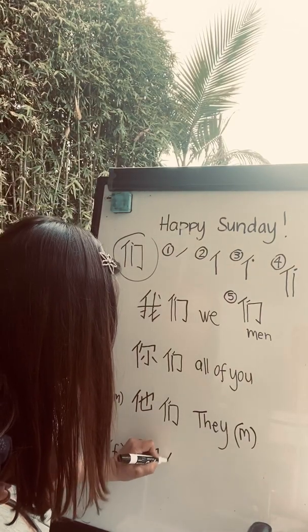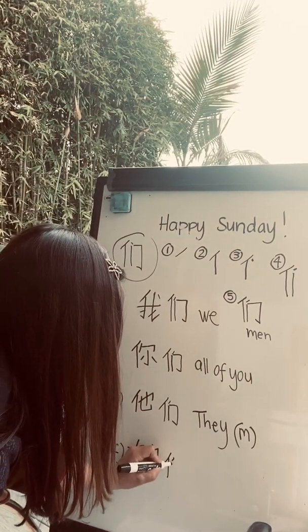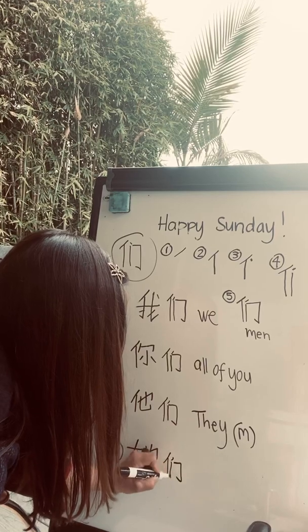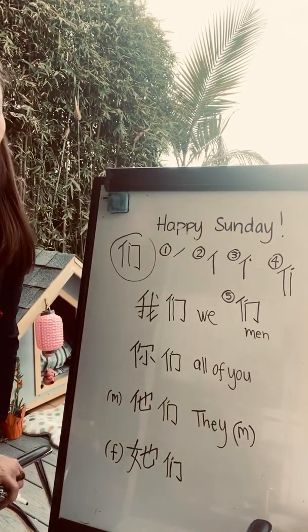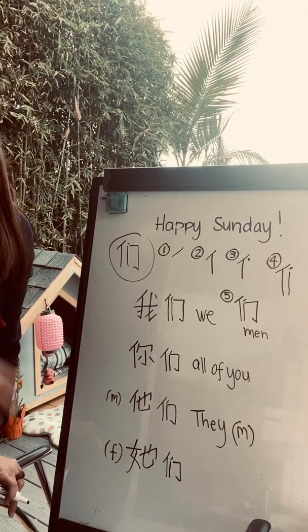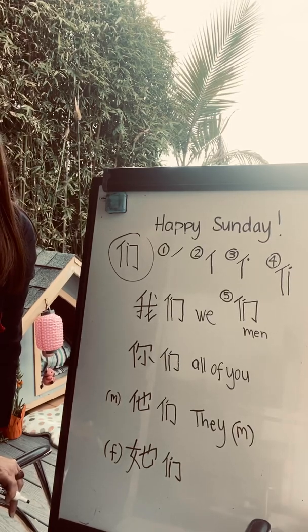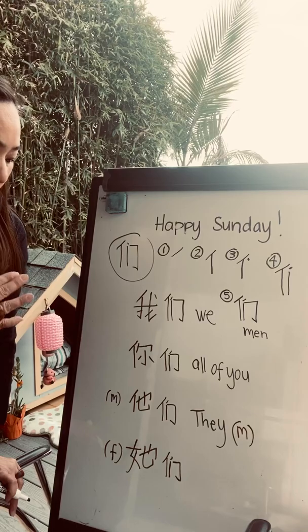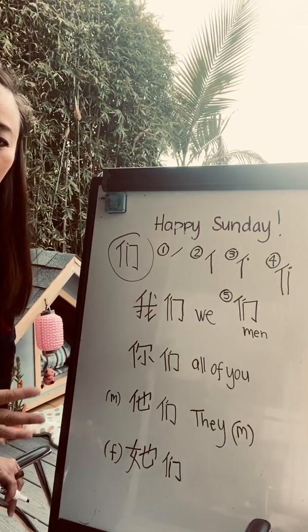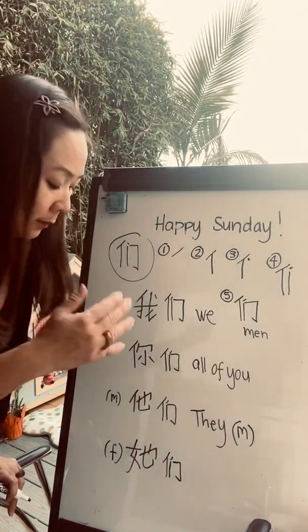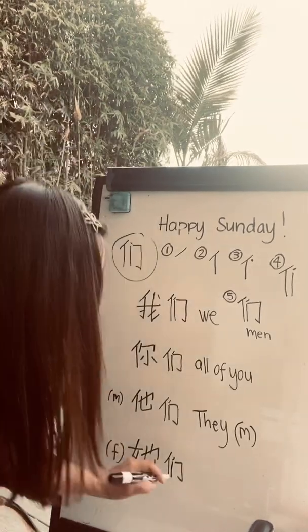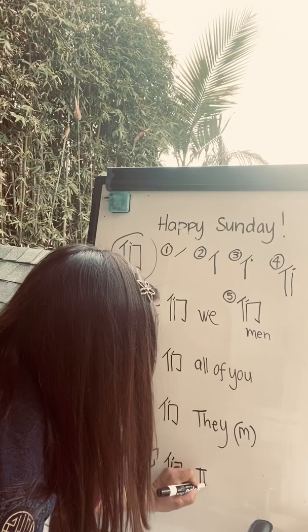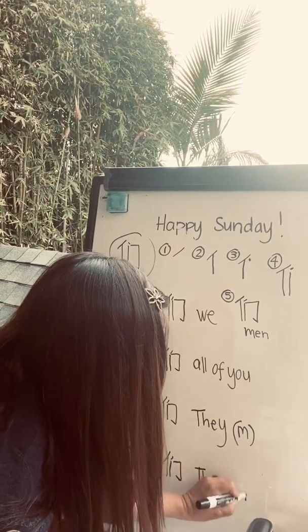And then here is common feminine. So this is for a group of girls, a group of ladies, a group of women, or a group of basically anyone in the female sex. So you would say 她们. So it sounds the same when you speak it, but when you write it, everyone will know that you're talking about a group of women. And that's they, feminine.